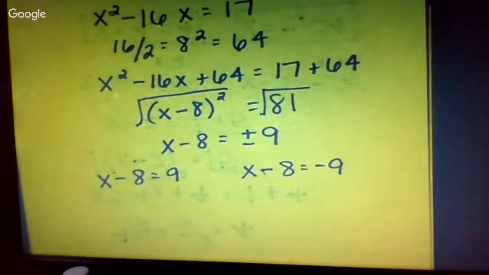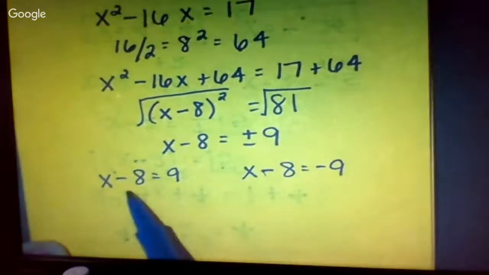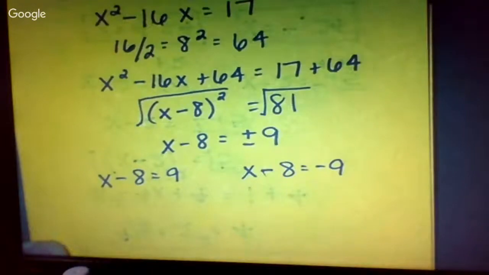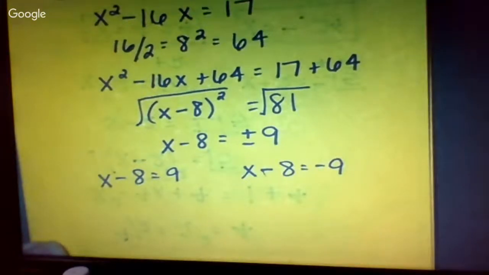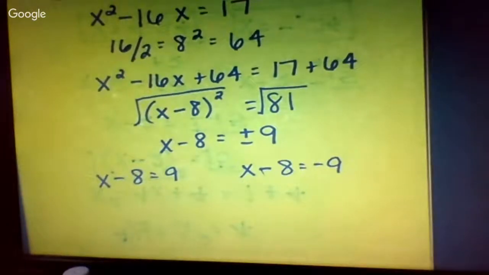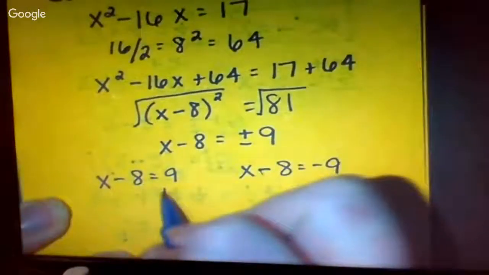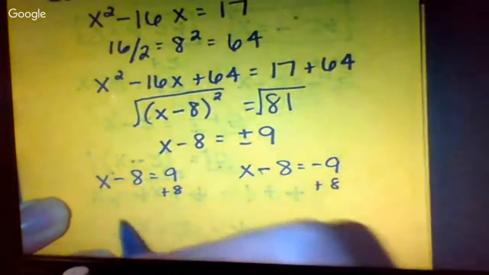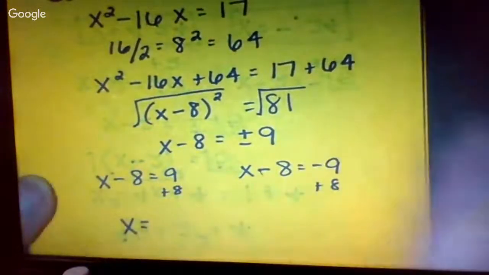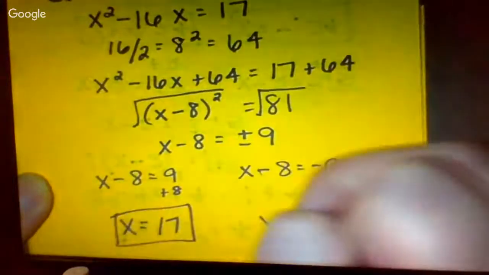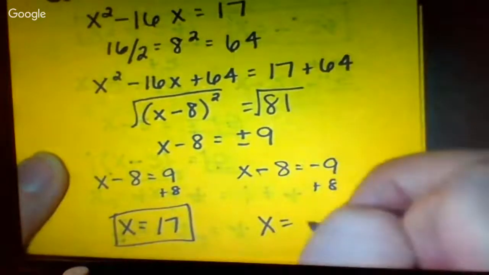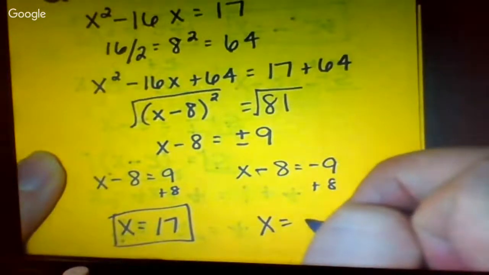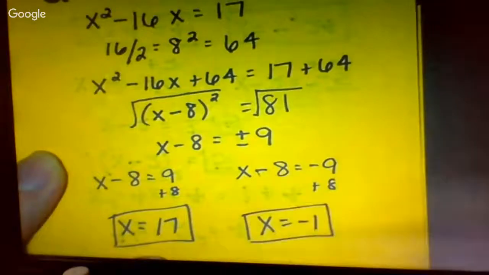To get x by itself, Stefan, we're going to do what? How do I get rid of that 8? It has to go across the equal sign. You've got to move it, but when it goes across the equal sign, what happens to it? If it's negative on this side and I move it across, it becomes a positive. So I need to add 8 to both sides. So I get x equals, what's 9 plus 8? 17. And x equals negative 9 plus 8. Not just 1. Negative 1. Fantastic.